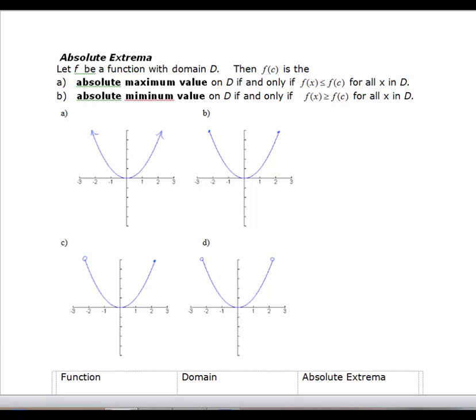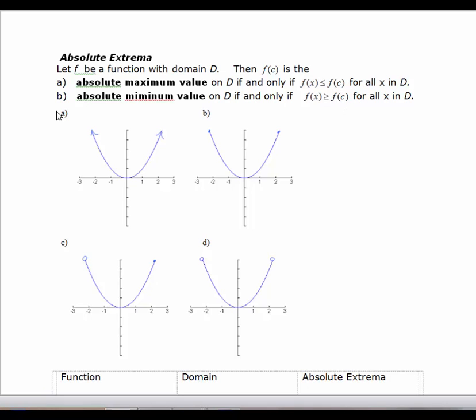Alright, in this video we want to look at absolute extrema, meaning the absolute maximum value of a function and an absolute minimum value of a function. And right now we're looking at these functions on a domain of D. You have an absolute max if and only if f of x is less than or equal to f of c for all x in D, meaning that f of c is the largest value for all x in the domain. You have an absolute minimum if f of x is greater than or equal to f of c for all x in the domain. Again, f of c would be the smallest value.